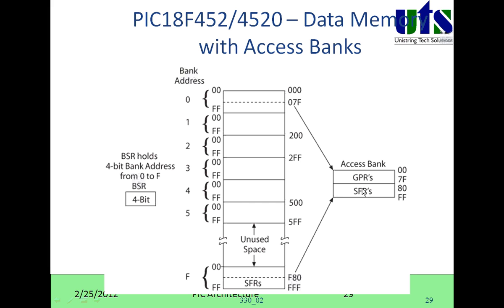So this is the bank selection, how the banks will be arranged, and how the registers are arranged in the complete data memory, 4 KB of data memory with all these general purpose registers and special function registers. Okay, all these things.